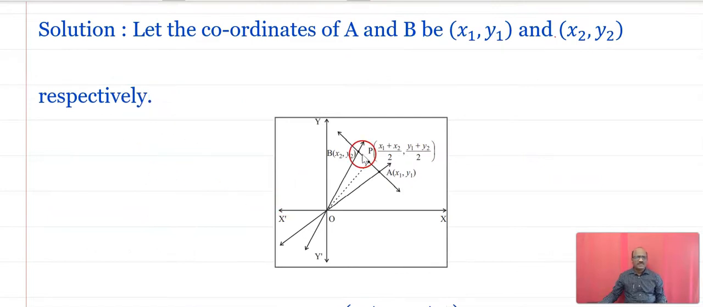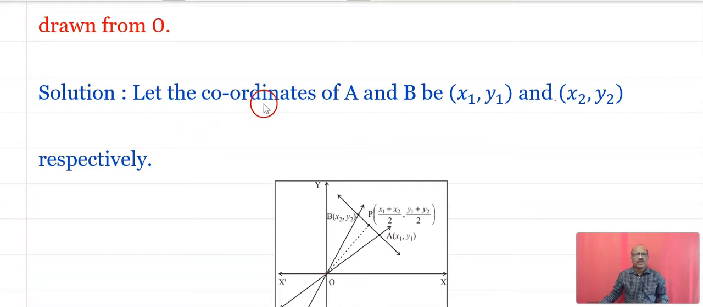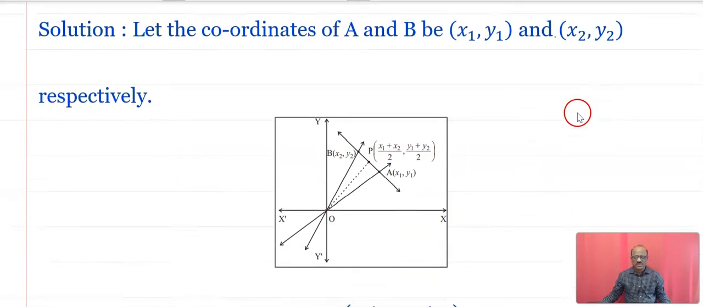Now see this here. This is the joint equation that we have been given, and this is the line which is x plus y equals 2. We want to find out the equation of this median, which is OP. Okay. Solution. Let the coordinates of A and B be x1, y1 and x2, y2 respectively.